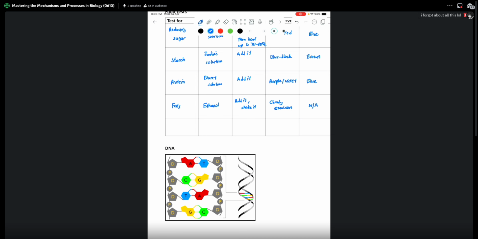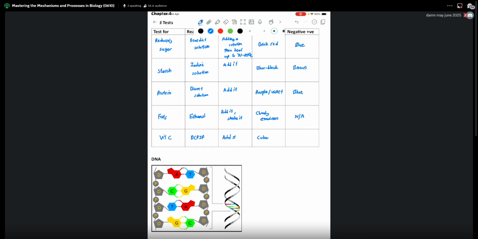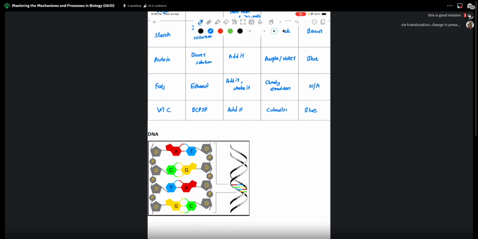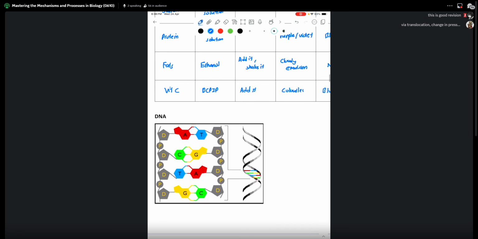Then lastly is for vitamin C. For vitamin C we use DCPIP. Of course we just add the DCPIP in, and then the positive test will be colorless, and the negative test will stay blue. All right. So simple. I would say that this is a simple one. Okay. So now we enter DNA. Okay, DNA.